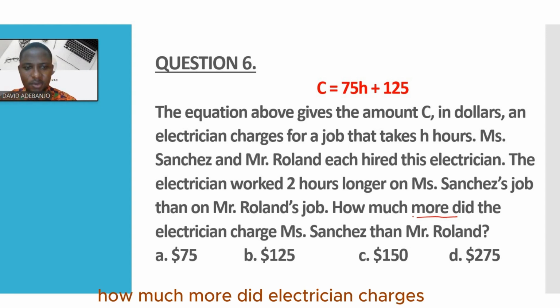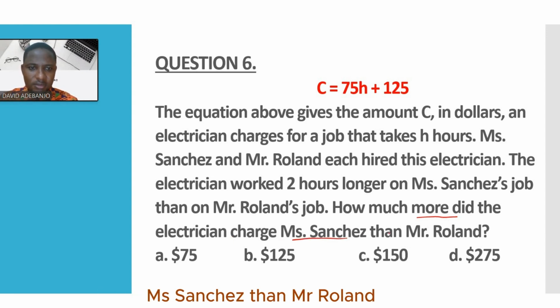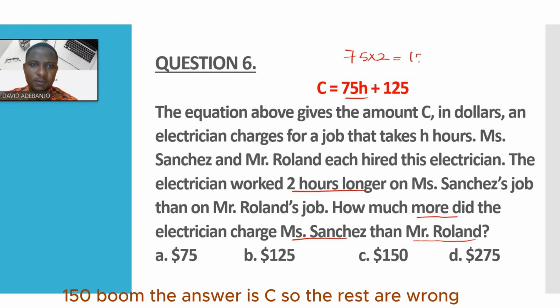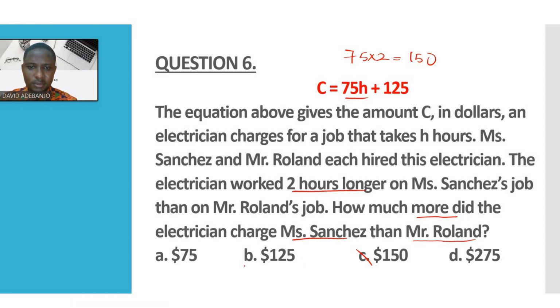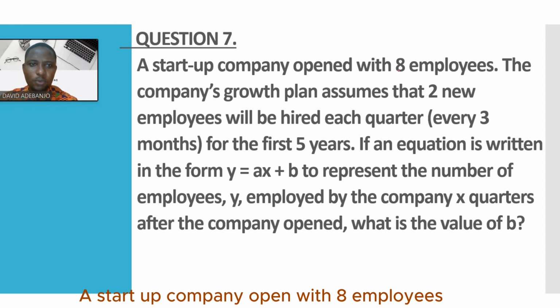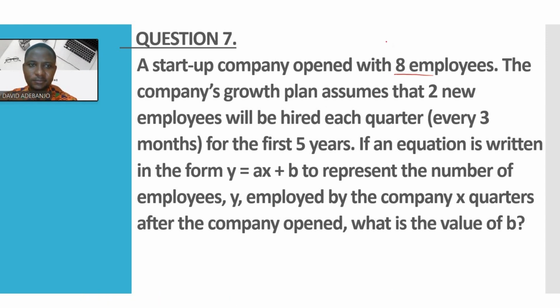The keyword is how much more did the electrician charge Mrs. Sanchez than Mr. Roland? And they said 2 hours longer. For every hour it is 75, and 2 hours longer will be 75 times 2, and that is 150. Boom. The answer is C. So the rest are wrong. Moving on to question 7. A startup company opened with 8 employees. That looks like the initial.